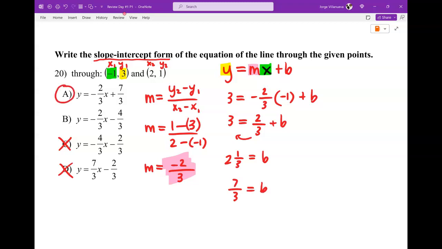So my answer is A, because my b value is 7/3. If you want to write the equation, it would look like this, right? Negative 2/3 x plus 7/3. Is that one okay? Makes sense?